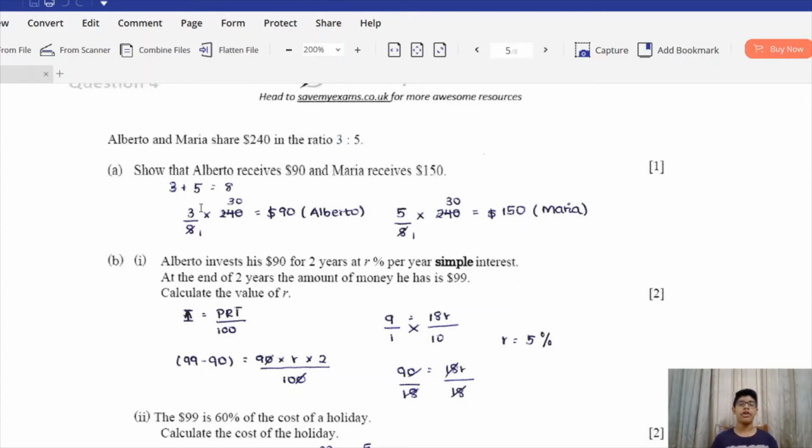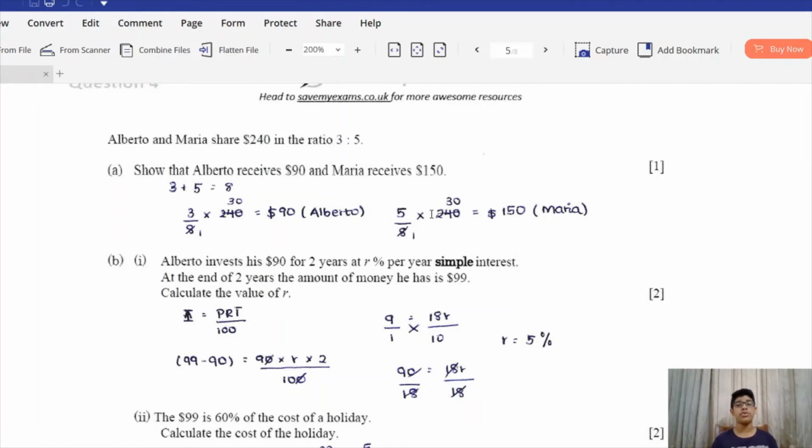So we're going to take 3 over 8 multiplied by 240, and that's equal to 90 basically. And we've shown that Alberto receives 90. We're going to do the same thing for Maria. We're going to take 5 over 8 multiplied by 240, and again we're going to get 5 times 30, and we get $150 for Maria.